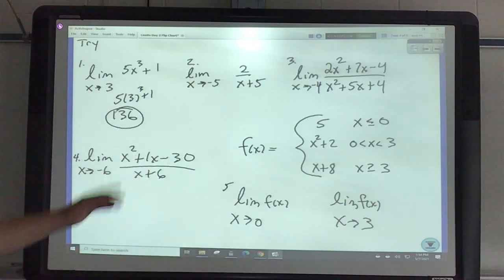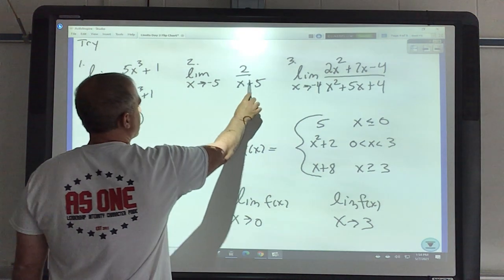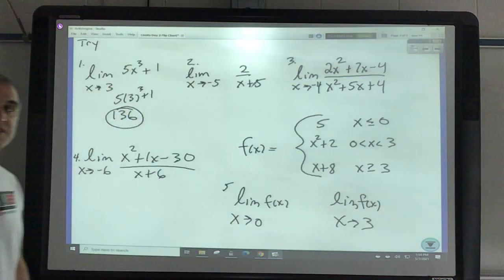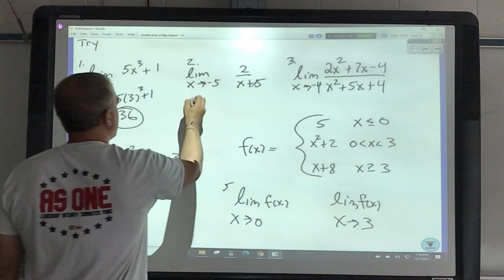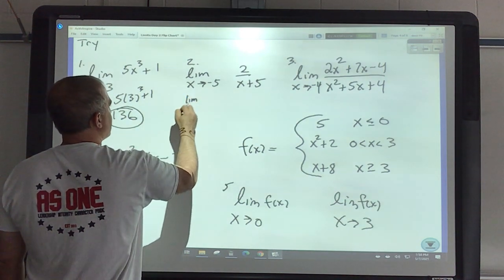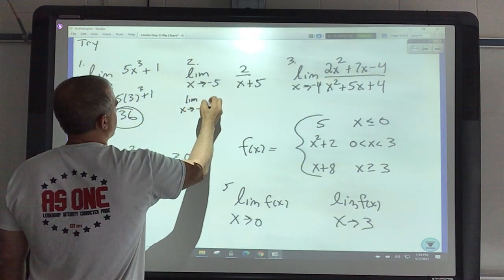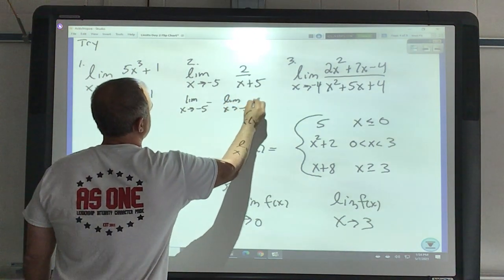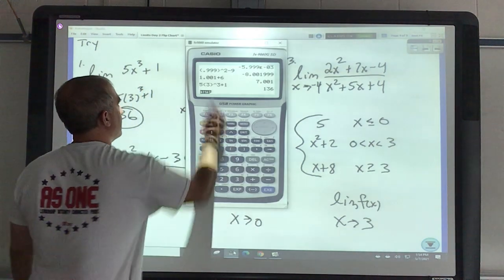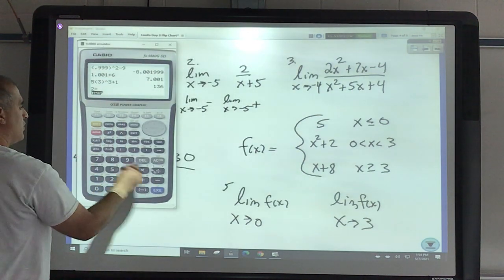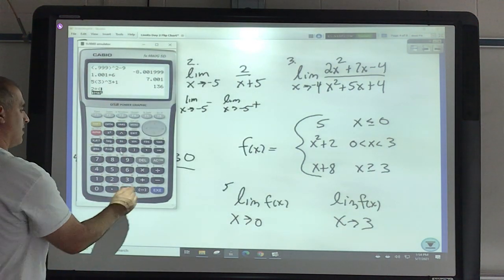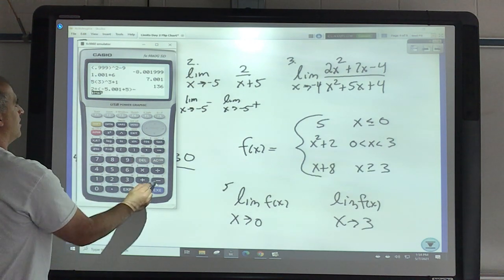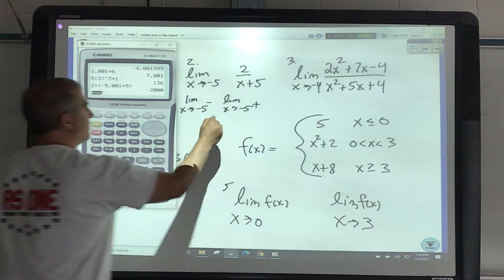Now let's look at this one. This is potentially bad, because this asymptote would be a point of discontinuity. So what I have to do is check the limit as x approaches negative 5 from the negative side and the limit as x approaches negative 5 from the positive side. So what I would do is evaluate that at 2. I would put negative 5.001 plus 5, and I get negative 2,000.